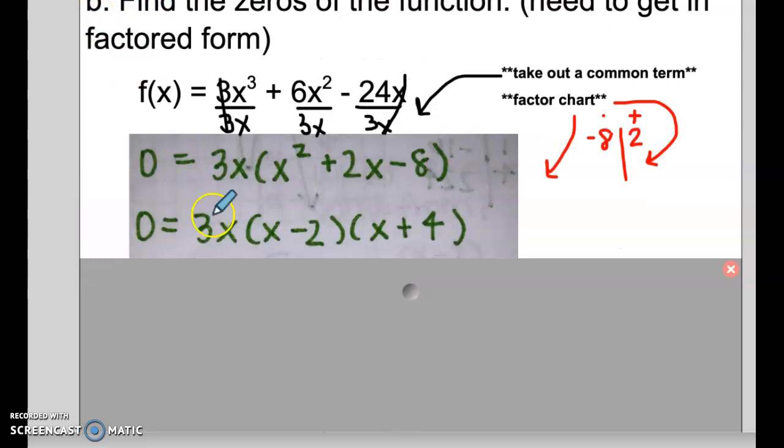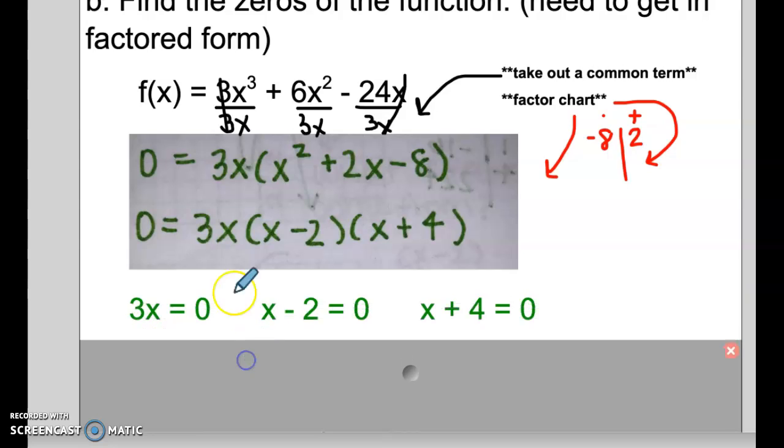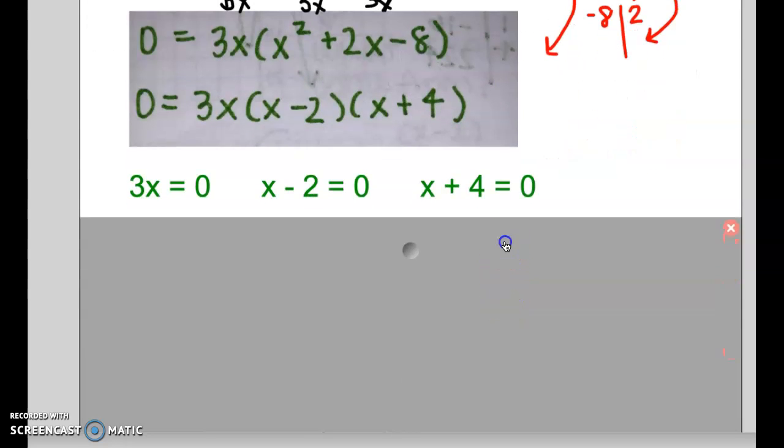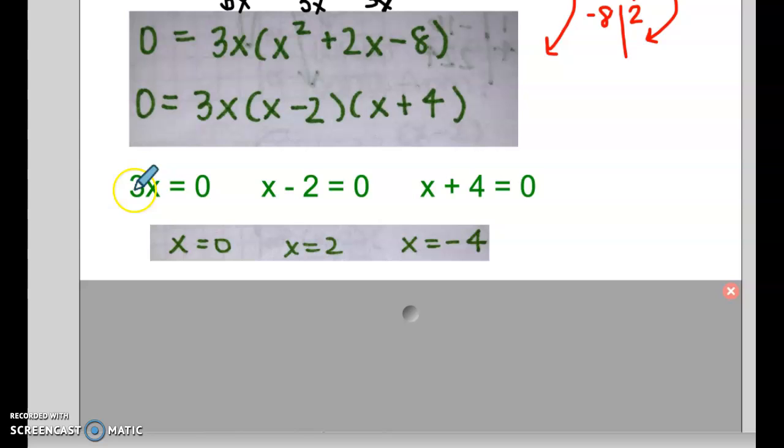Okay, now it's finally in factored form. I'll do the zero product property. 3x equals 0, x minus 2 equals 0, x plus 4 equals 0. And then I solve each of those for x. 3 times what is going to give me 0? That x has to be 0. Add 2 to both sides, subtract 4.